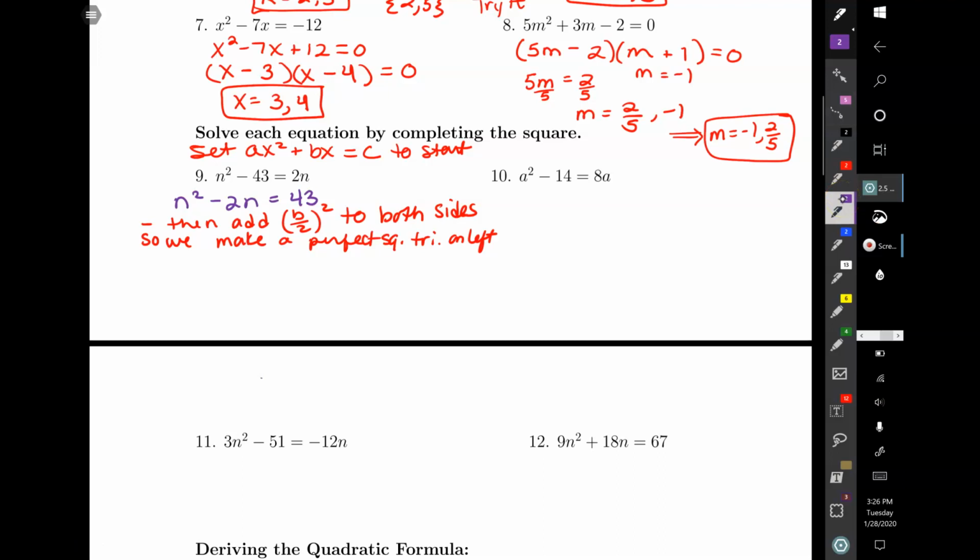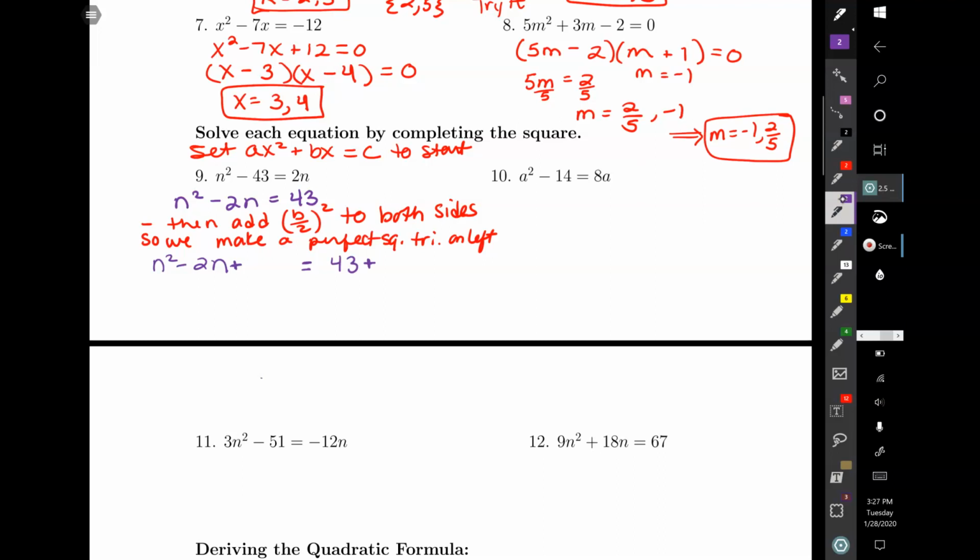So I will have n squared minus 2n, and then you can leave some space to put in that b over 2 squared. Equals 43, and I'm going to add that to both sides because I need to balance. If I only just make my perfect square trinomial and I don't balance on the other side, I've totally changed the problem. Don't want to do that.